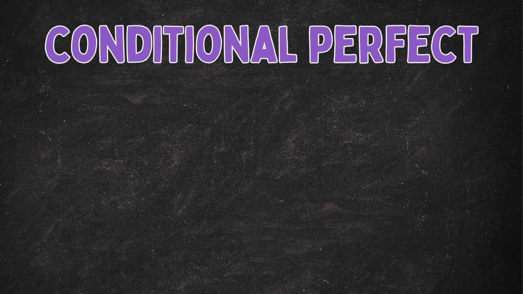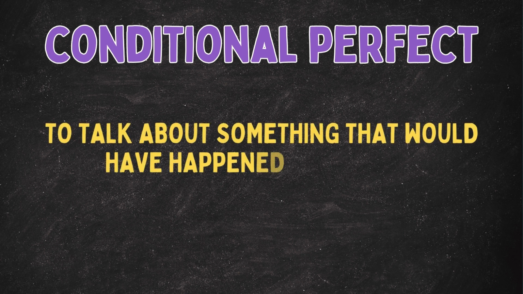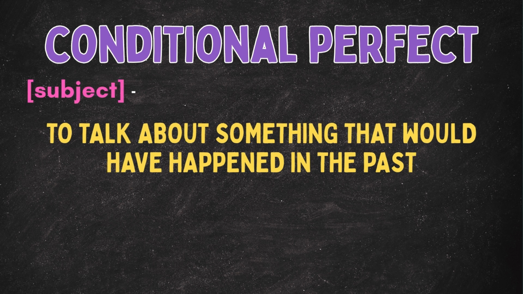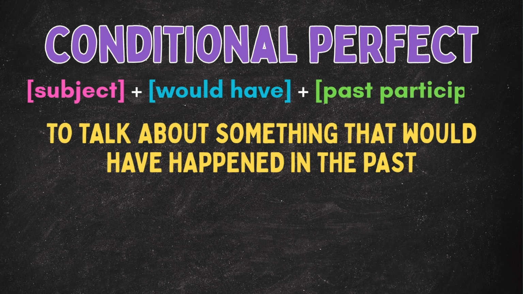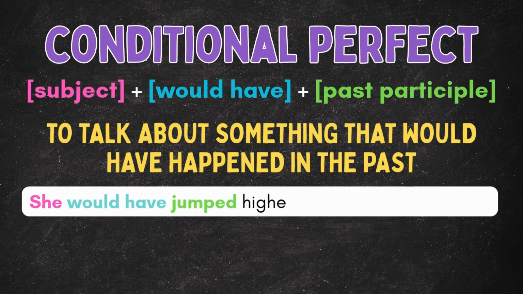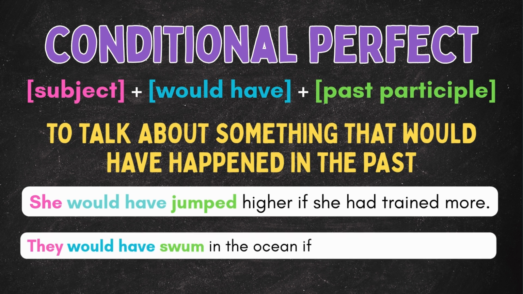Conditional perfect. The conditional perfect is used to talk about something that would have happened in the past. The sentence structure consists of subject plus would have plus past participle. For example, she would have jumped higher if she had trained more. They would have swum in the ocean if they had their swimsuits.